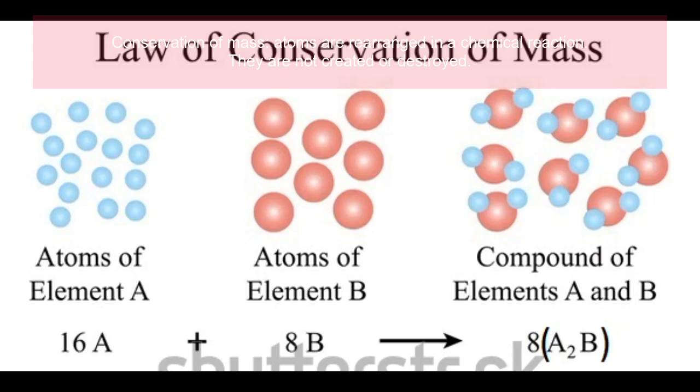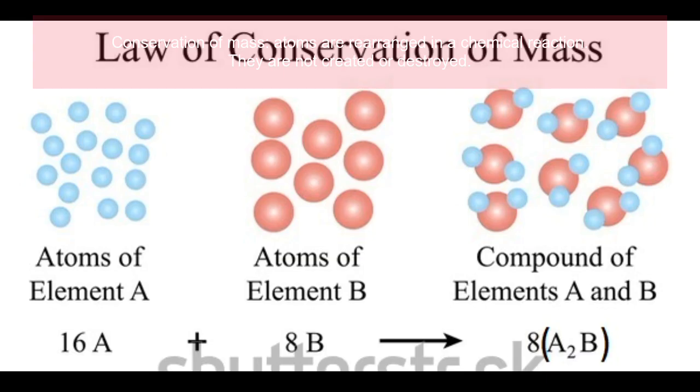And the law of conservation is that all the atoms of element A and all the atoms of element B, when you count the total number on the left, you find 16A and 8B. And you check on the right, and you find the number of atoms is still the same: when you count all the blue, you see 16 blue, and when you count the number of red, you still see 8 red.